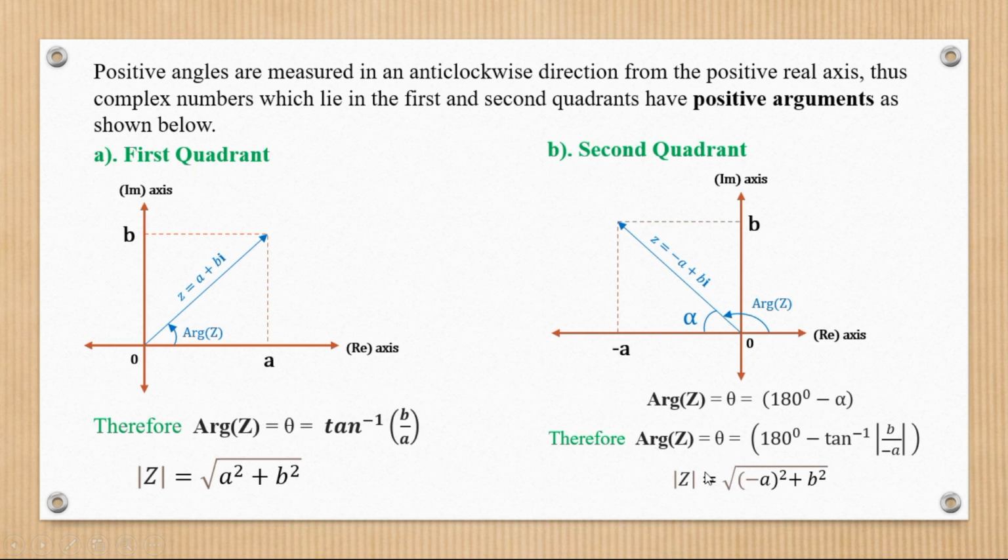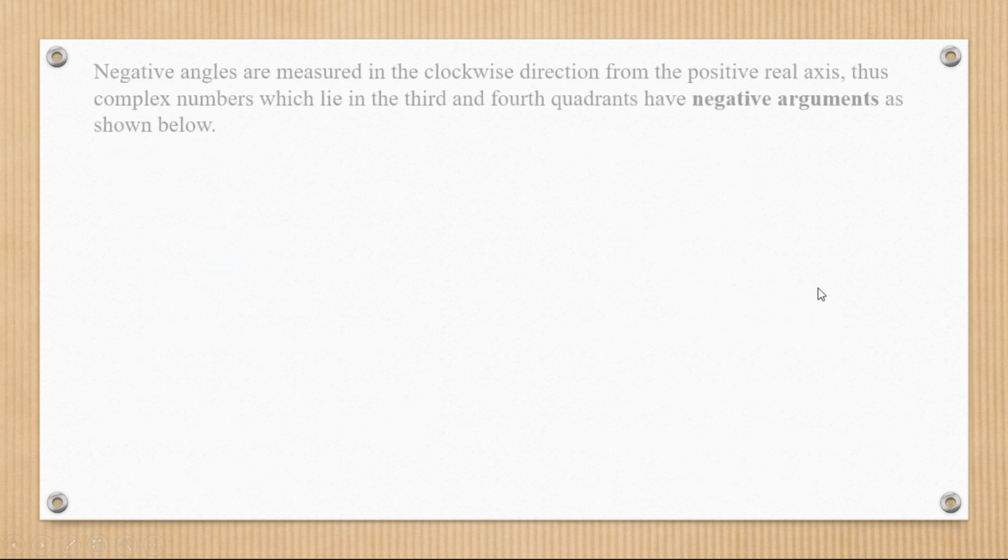But as usual, the modulus of z shall be equal to this. So definitely the answer here shall be the same as that, because the square of a negative is still a positive, and then we'll end up having that. So that's it when we are dealing with the second quadrant, where we have a negative a and a positive b.